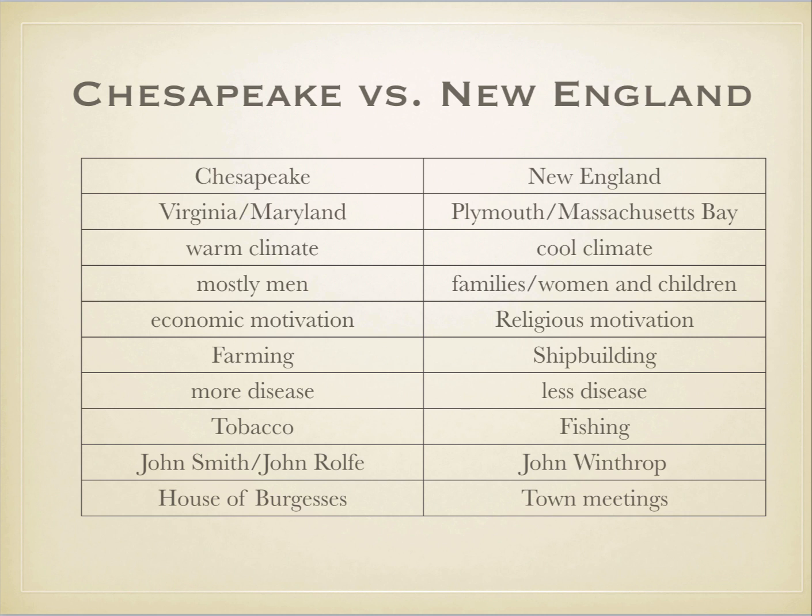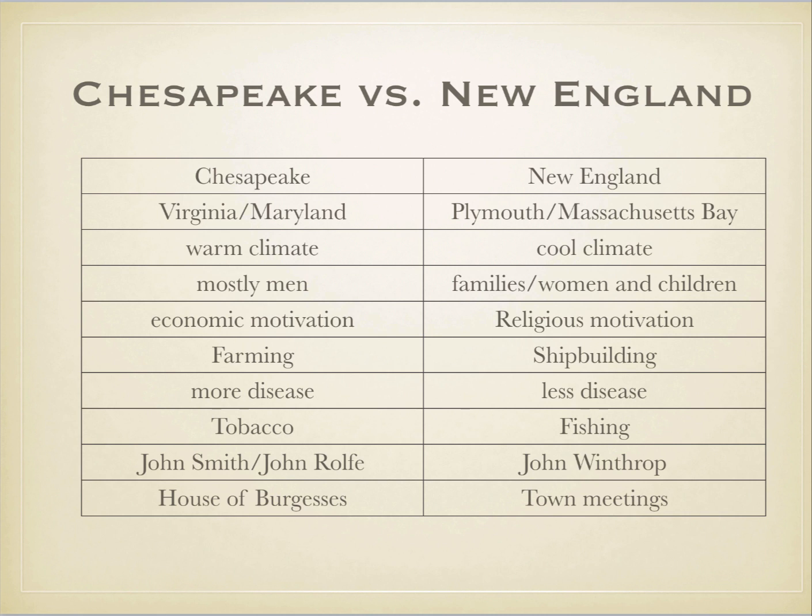Because the Chesapeake had a warmer climate, it would be difficult to kill off the germs, so there would be more diseases. Whereas because New England had a cooler climate, there would be less disease spreading throughout the colony. Chesapeake was mostly men, and that is because their motivation was economic, to get rich and either send the money back or go back themselves. For New England, many of the motivations were religious. That's why they showed up as families.